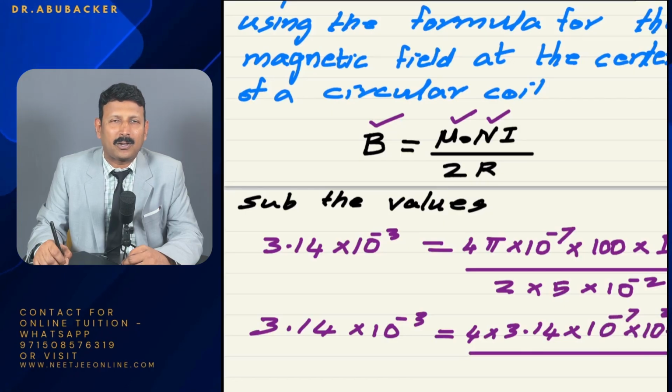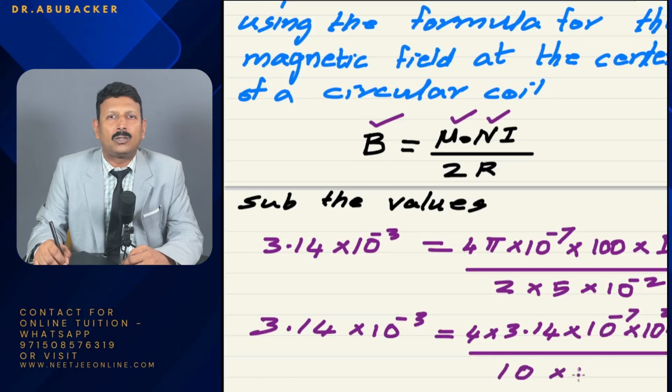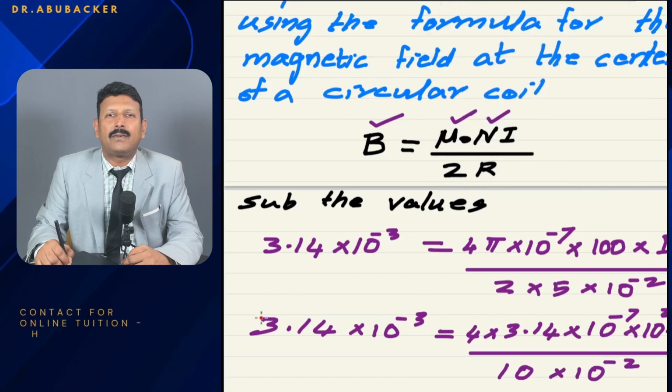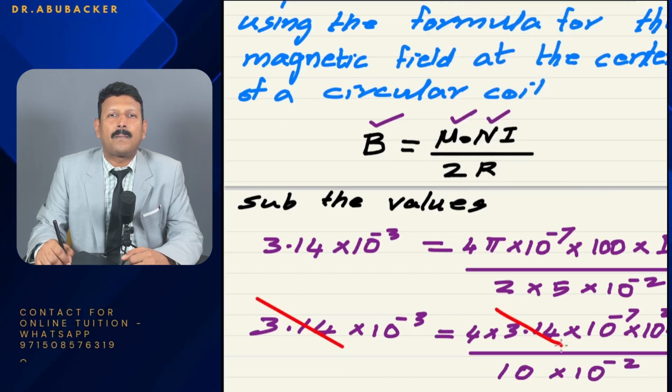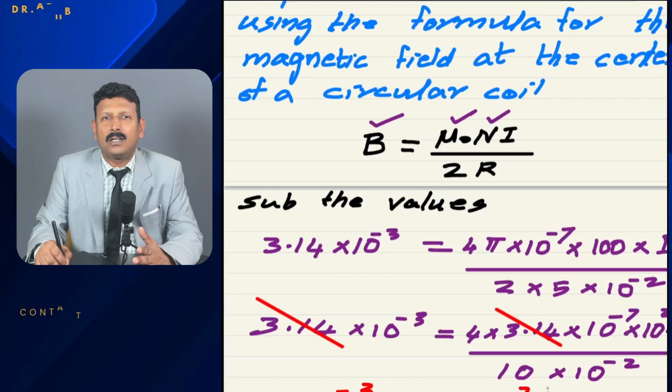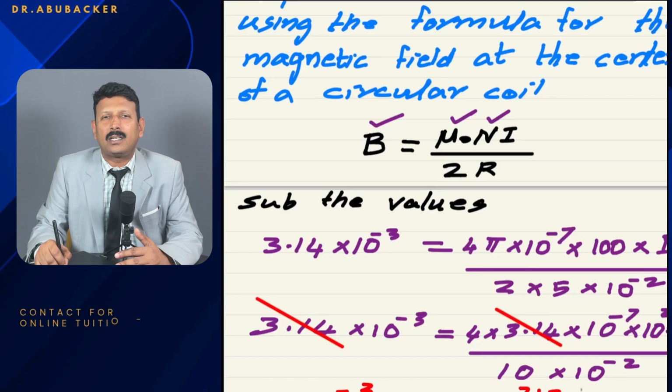There is a reason for that, because we can cancel 10 raised to 100 into... everything written. 100 into. Now 3.14 cancels. Then what do you do next? We can take the right side denominator to the left side. So 10 into 10 raised to minus 2.